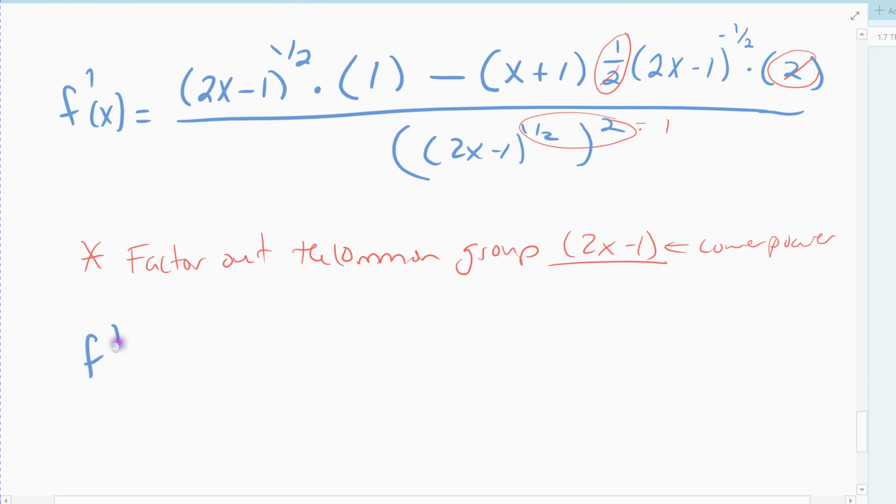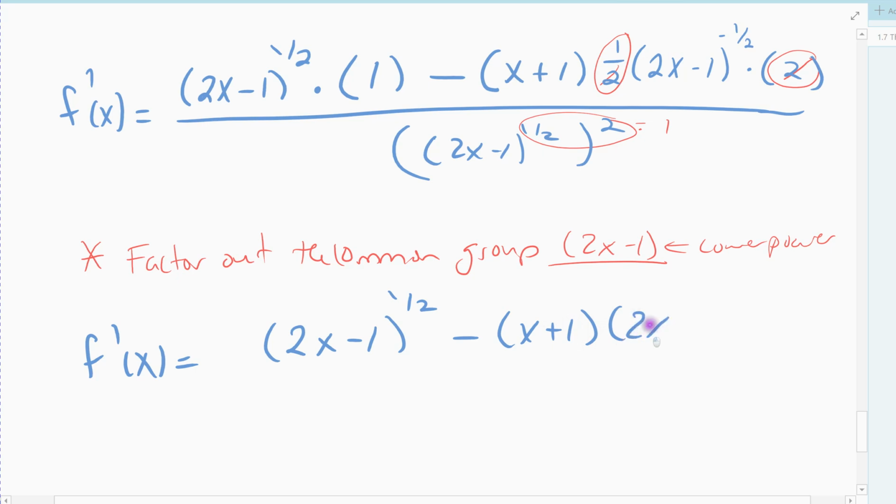So now to factor out, maybe I'm going to rewrite it, cleaned up a little bit before I do my factoring. All right, so up top, this is 2x minus 1 to the 1/2 minus x plus 1 times 2x minus 1 to the negative 1/2, right? I simplified the 2 and the 1/2 there, and then this just simplifies to 2x minus 1 to the first.